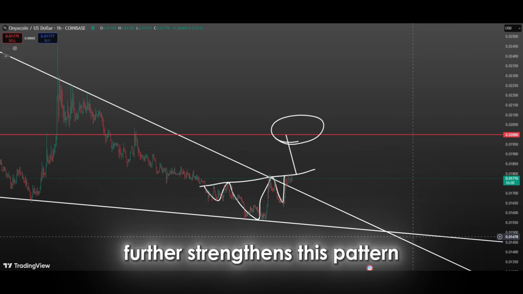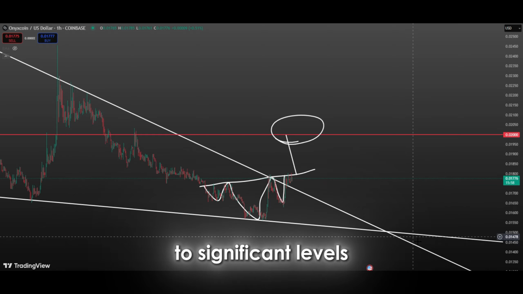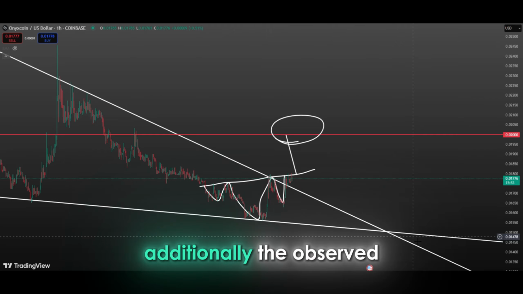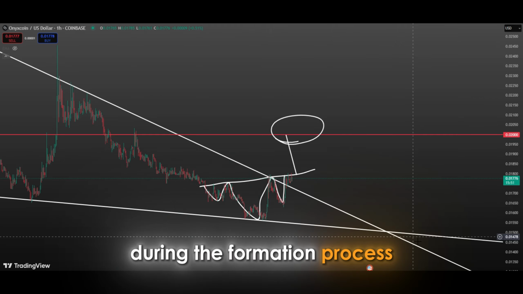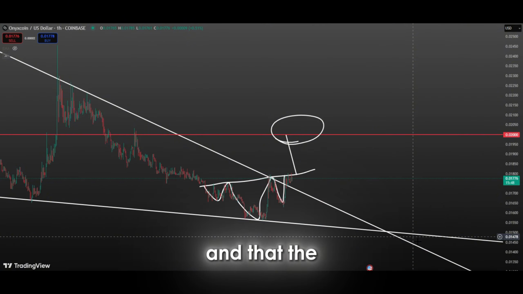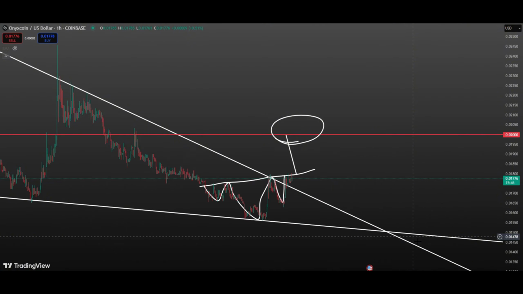What further strengthens this pattern is its proximity to significant levels that previously acted as resistance but have since become support. Additionally, the observed increase in volume during the formation process shows that buyers are becoming more active and that the market is preparing for a reversal.